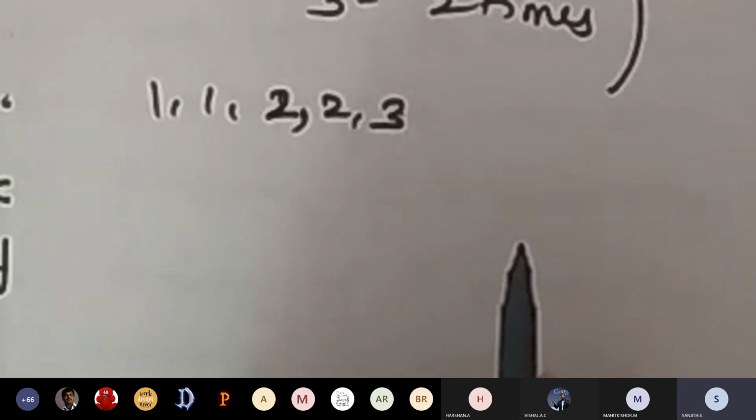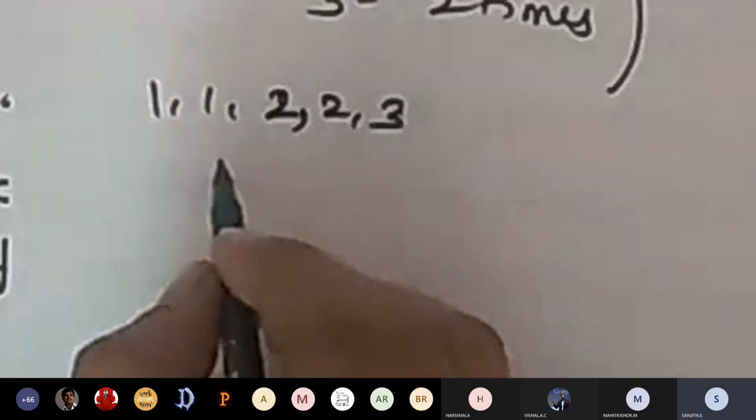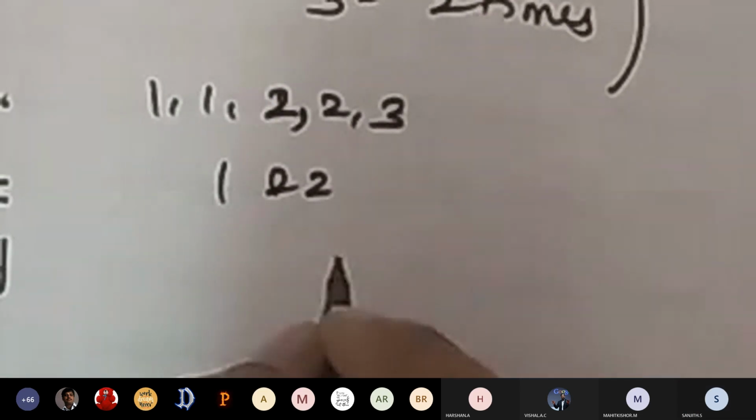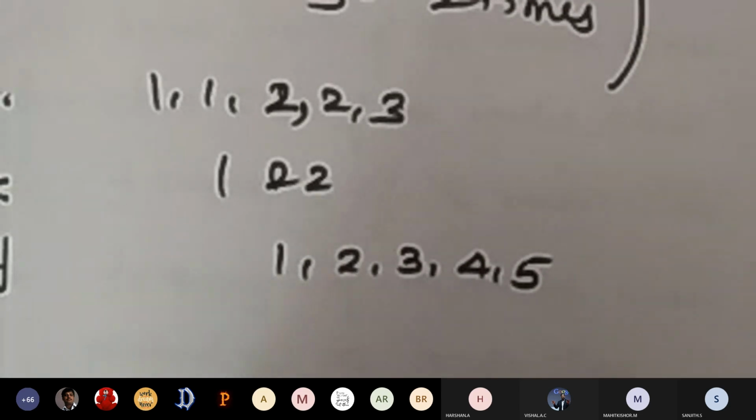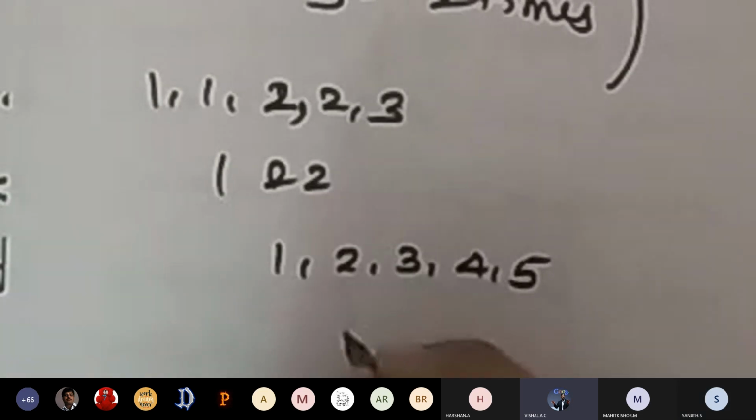Class 10, what is the mode of this data? 1, 1, 2, 2, 3. So 1 and 2. Yes, both 1 and 2 are modes of this given data. Now 1, 2, 3, 4, 5. What is the mode of this data? All the numbers are modes of the data.